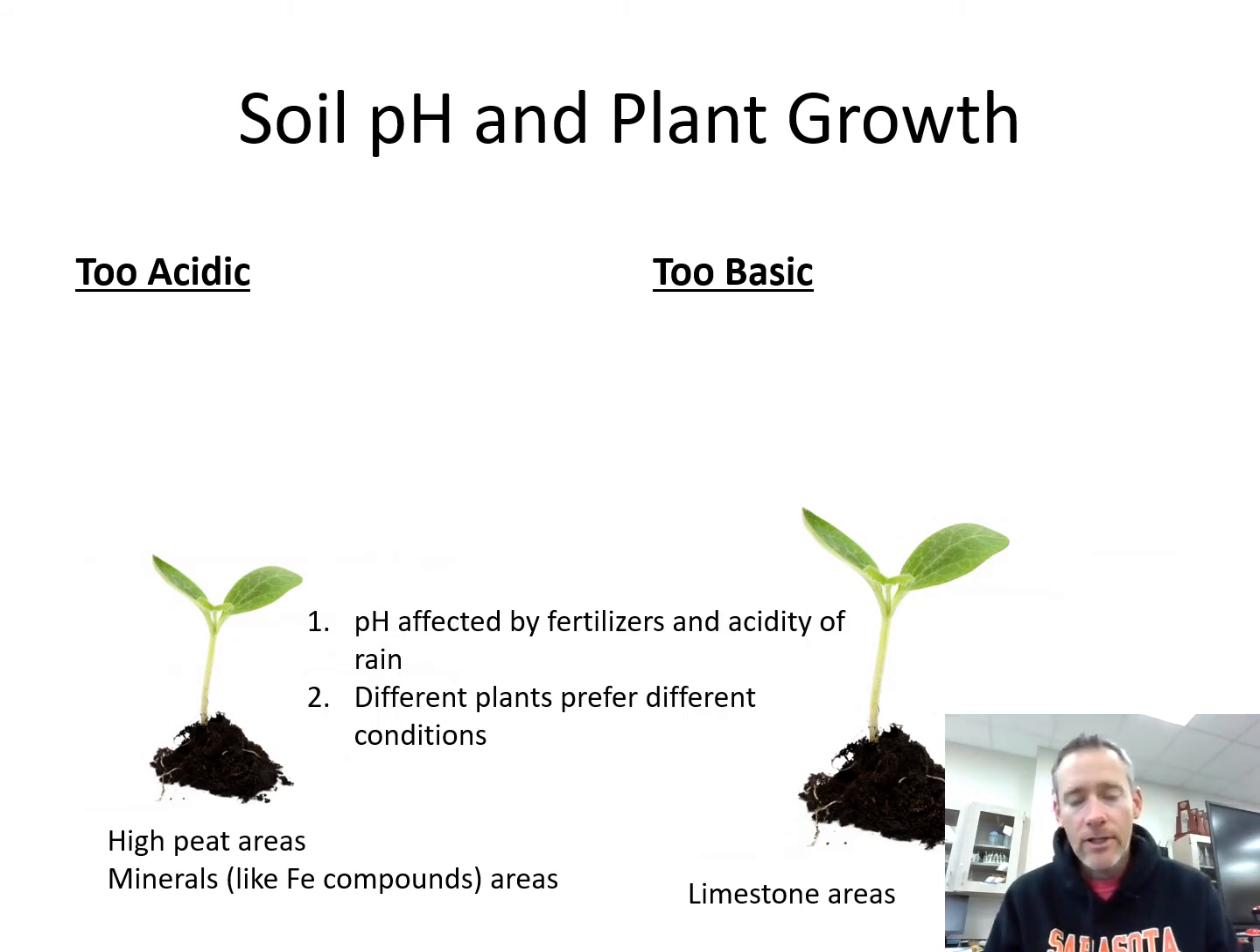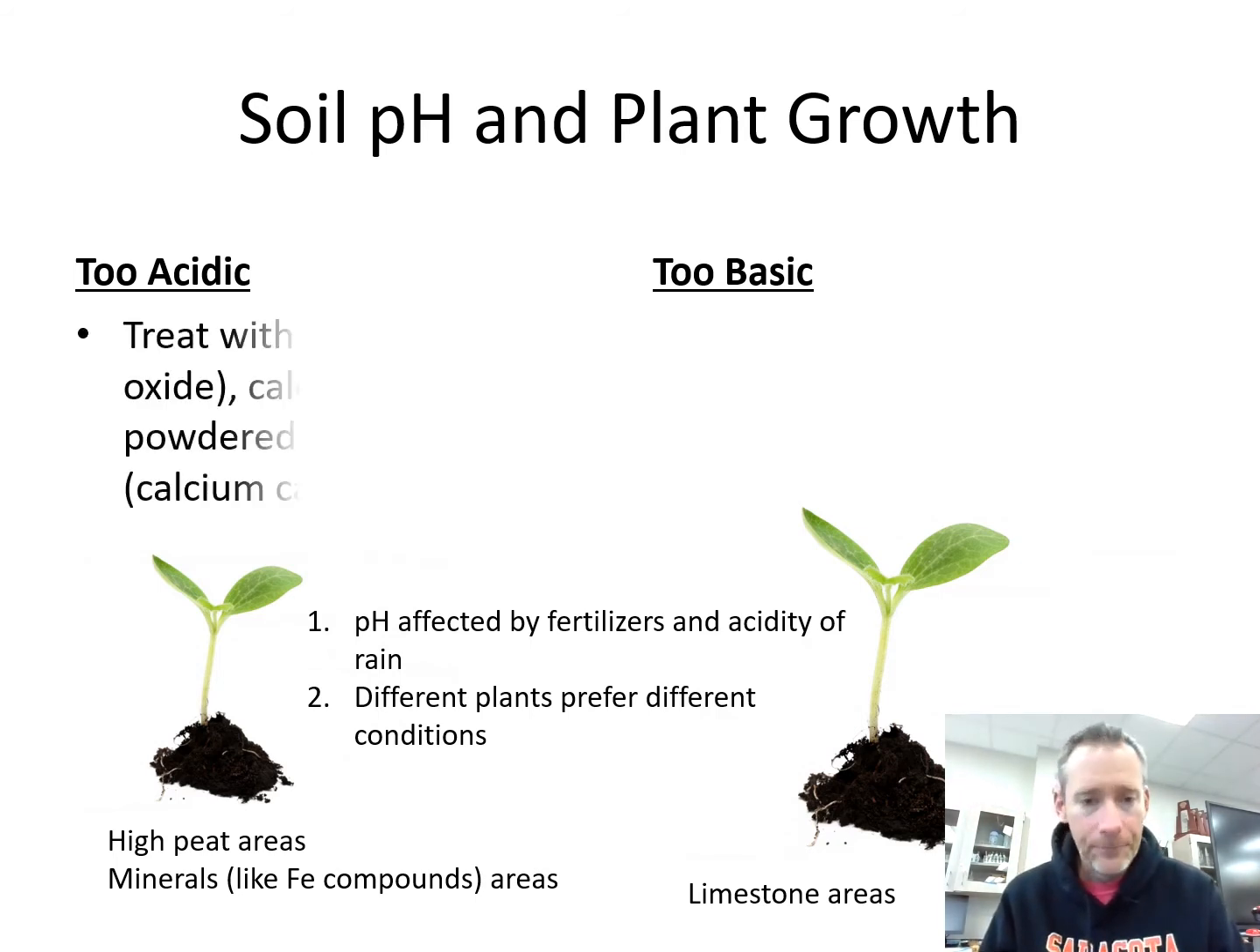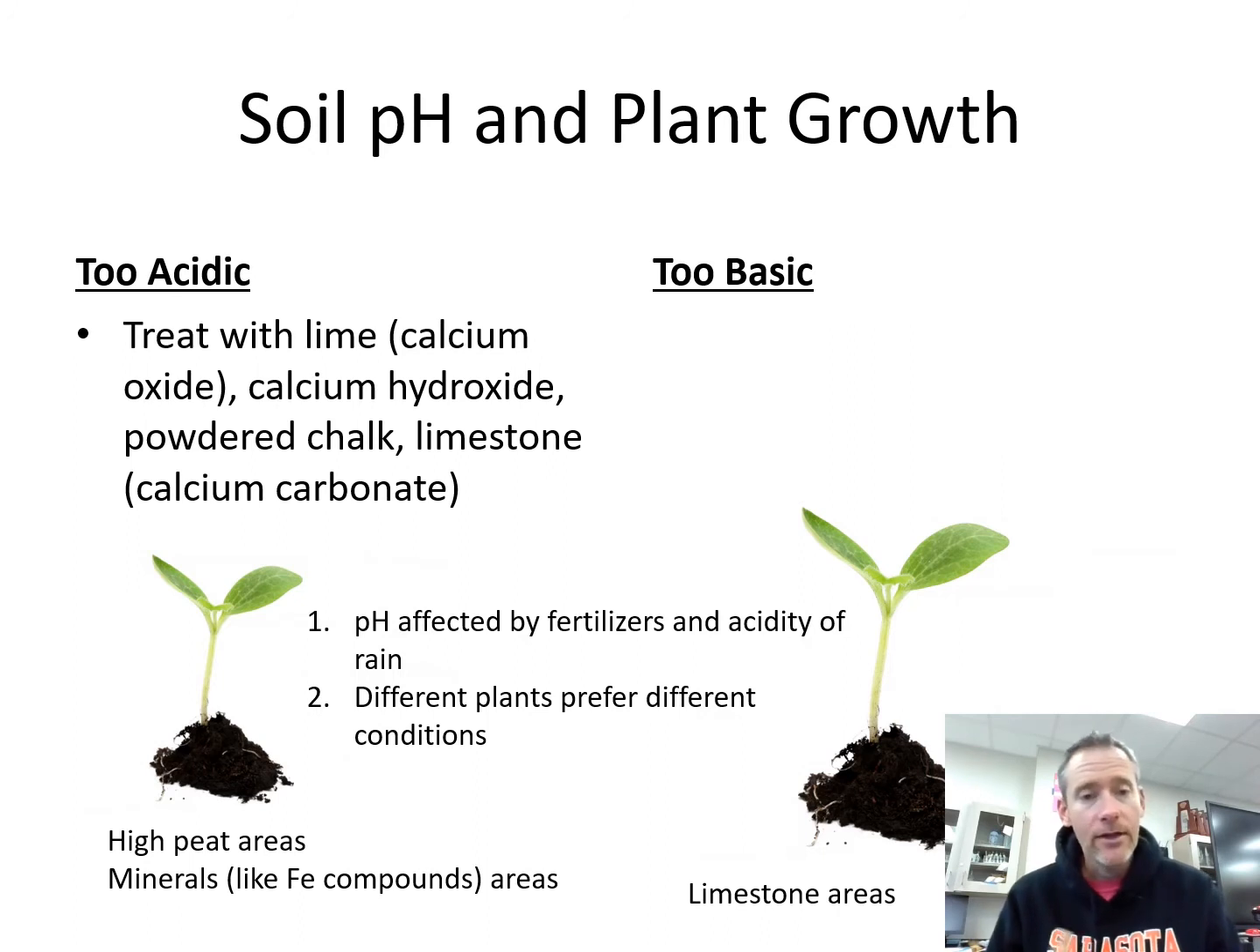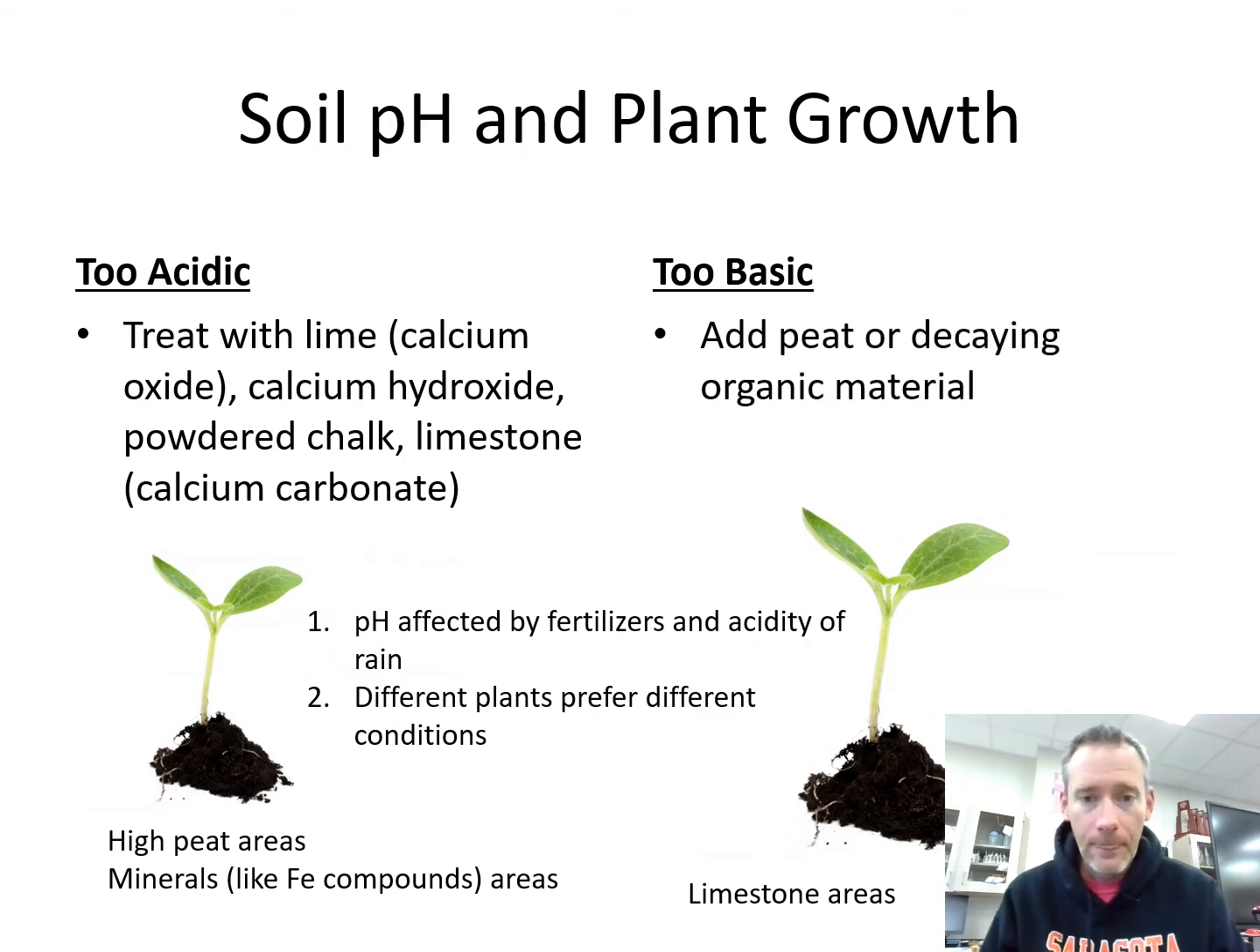So you have to make sure you know what plant you're growing and what the pH is optimal for that plant. So we treat acidity with lime or calcium oxide or calcium hydroxide, or just chalk, calcium carbonate. Anything that's a base will help treat acid soil. If something is too basic, we add sulfur or some other decaying material like manure. Peat moss can help lower the pH. Also, magnesium sulfate is used sometimes to help lower the pH.